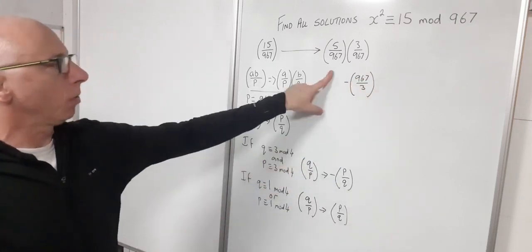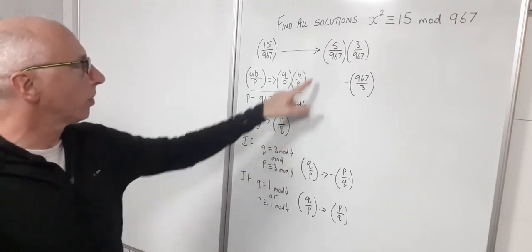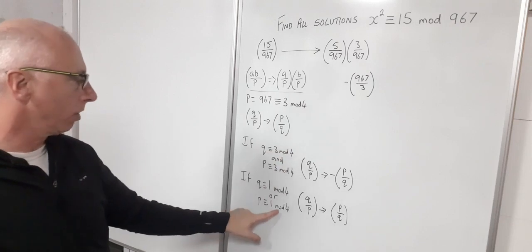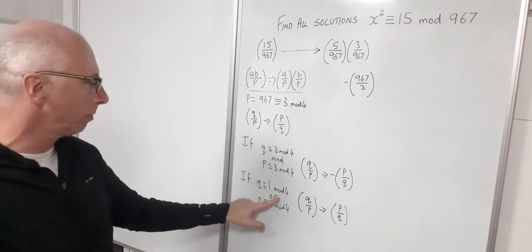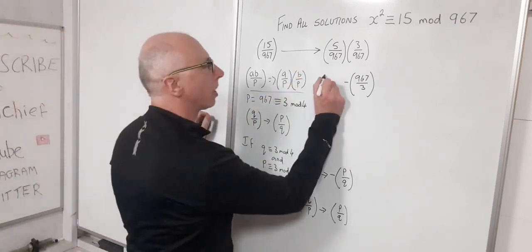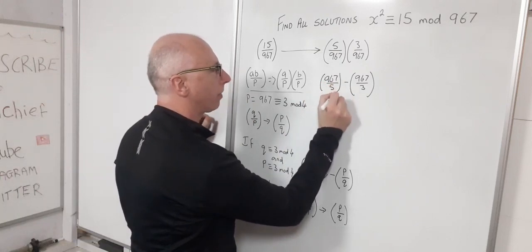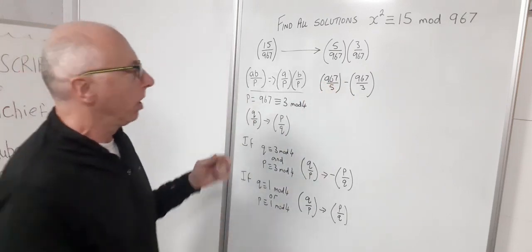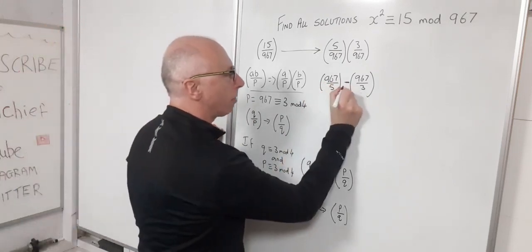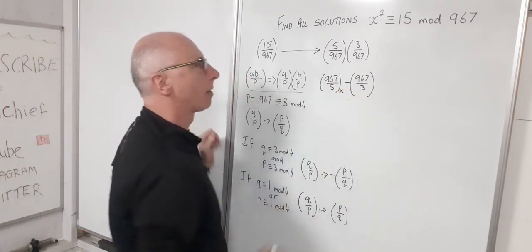Okay, now what about this one? Well, here q is congruent with 1 modulo 4. Yes, it is. And is p congruent with 1 modulo 4? No, it isn't, but it's an OR. So therefore I can flip that and keep it as a positive. So that becomes (967 over 5). Now, that's not just a minus, that's actually a multiply, so let's pull that in as a multiply there.